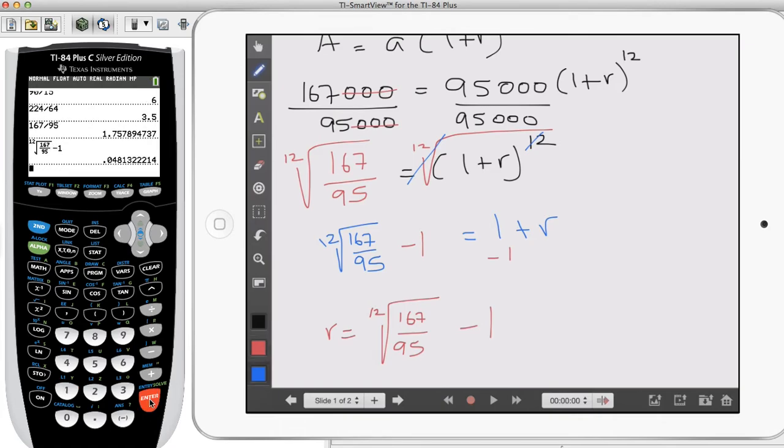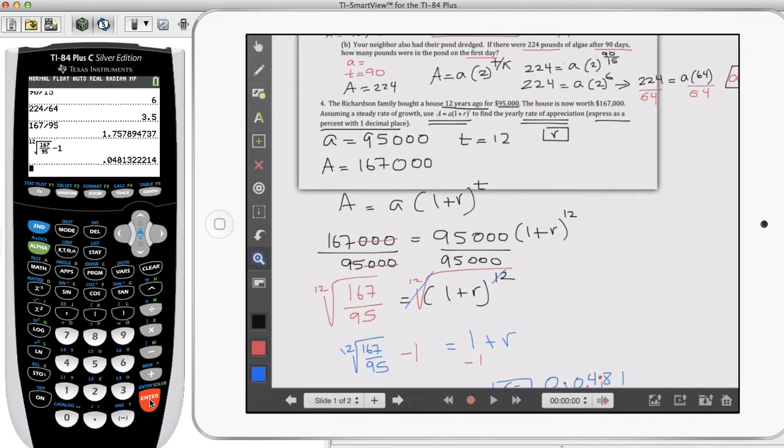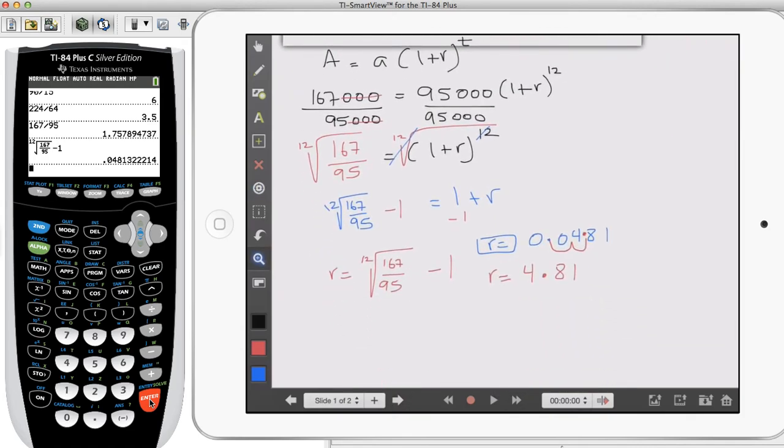So the rate is going to be, I'm going to take as many numbers as I can, 0.0481, let's say. Now remember, the R is a percent. So what you need to do is take the decimal and move it twice to the right. So then my R is going to be 4.81. But they wanted me to give them the rate in 1 decimal place. So they only want 1 number after the decimal. So I need to scratch that. So my R is going to be 4.8%.